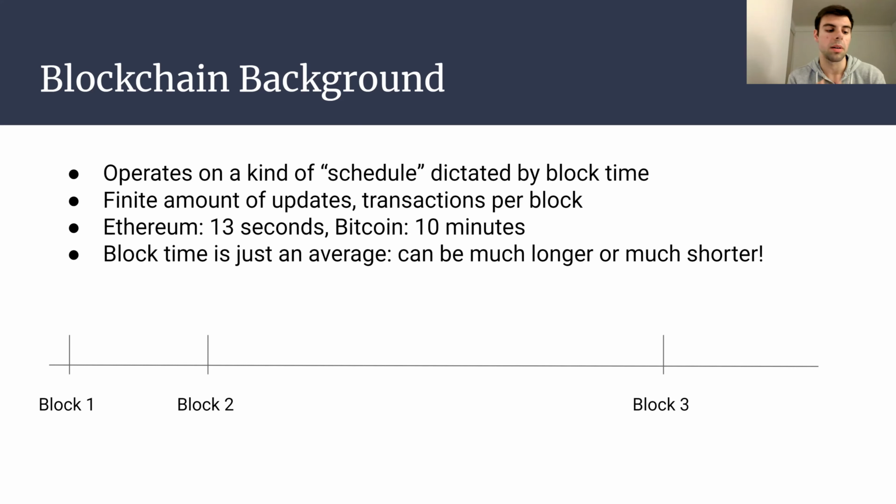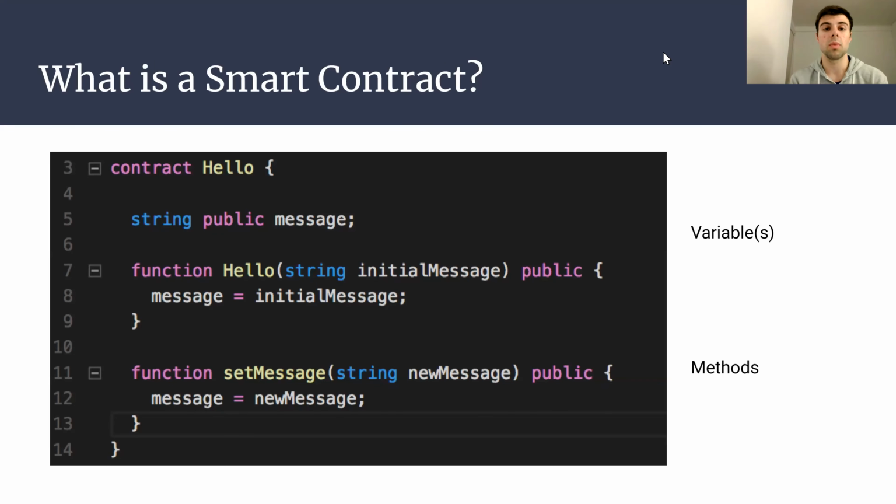At these points that are called blocks, the blockchain updates and a transaction can take place. If you transact in between blocks, we wait until the next block to actually push that to the ledger. Those are just basic transactions, just transacting money, Ether, Bitcoin, whatever you want to call it. Now we get into more complex things like smart contracts.